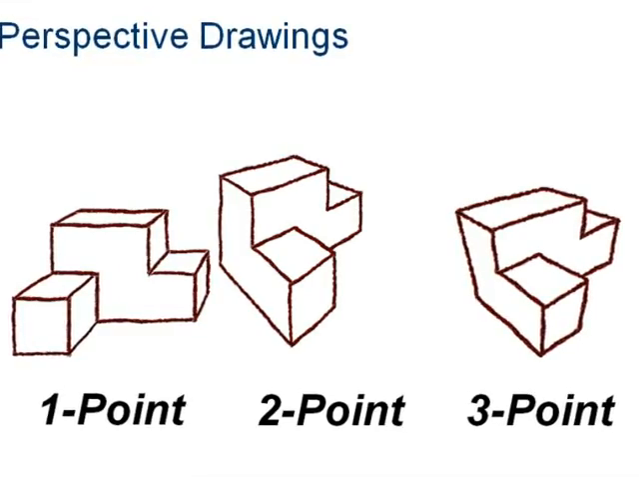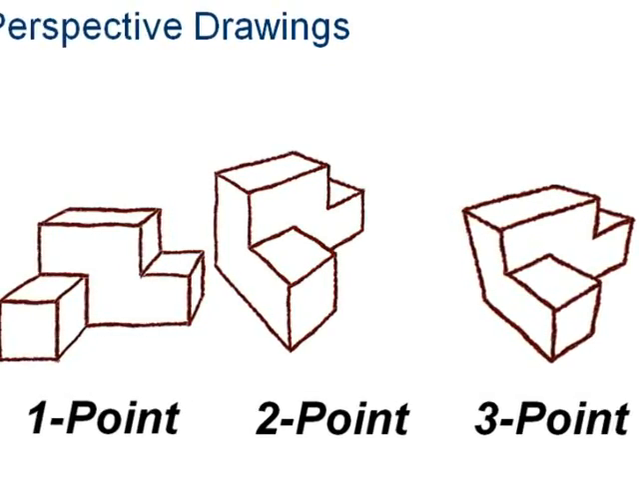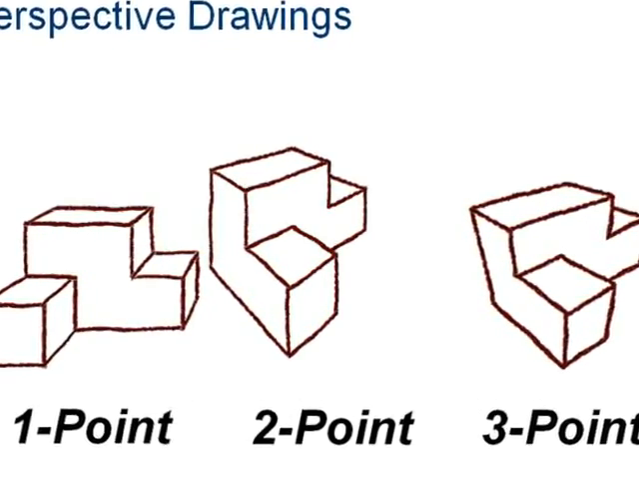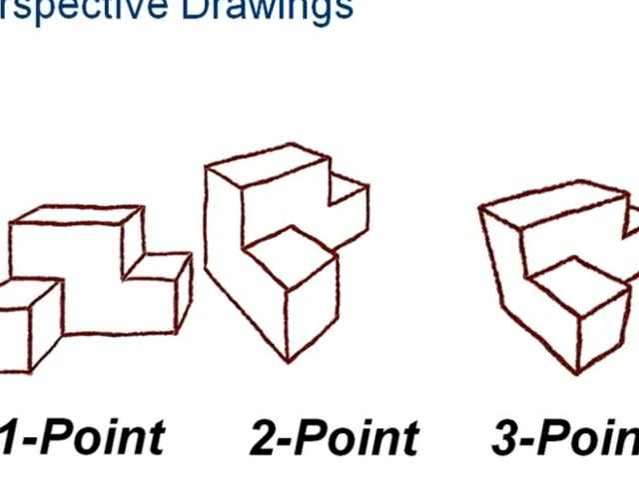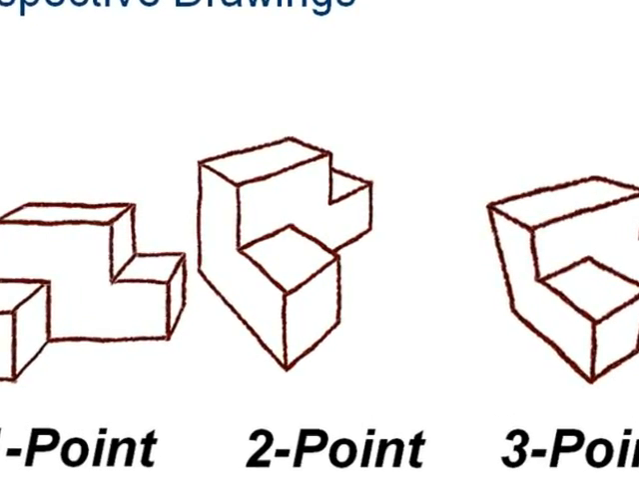There are 3 different perspective drawings: 1 point, 2 point, and 3 point. The number refers to the amount of vanishing points used in construction of the drawing.